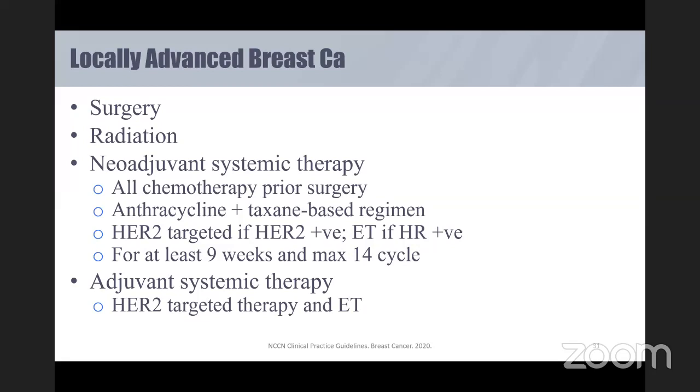بعد كده حنستخدم انثراسايكلين زائد تاكسان بيز ريجيمن يكون الاثنين موجودين. وفي الهير2 تارجت ثيرابي، حنستخدم في الهير 2 بوزيتيف هير 2 تارجت ثيرابي والاندوكراين ثيرابي اذا كان عندنا اندوكراين اتش ار بوزيتيف for at least 9 weeks والماكسيمم يكون 14 weeks بالنسبه للهير 2 ترستوزوماب. وممكن نوصل ل 18 week. Sometimes we can do adotrastuzumab after trastuzumab اذا ما وصلنا ل resectable disease اللي احنا نبغاها. بعد كده ممكن نستخدم adjuvant systemic therapy HER2 إذا كان عندنا HER2 positive and endocrine therapy إذا كان عندنا endocrine positive patient the same way.